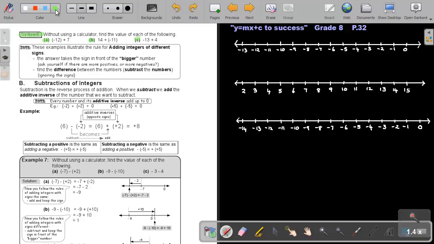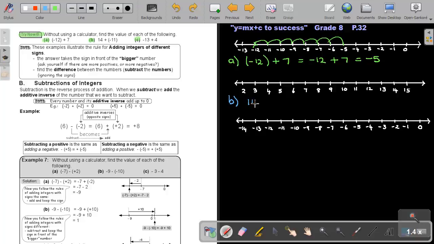Okay, let's start with the first one, number A. It is negative 12 plus 7. I can actually rewrite it as negative 12 plus 7. So start at negative 12 and go 7 units to the right, because remember, the 7 is positive. So it's 1, 2, 3, 4, 5, 6, 7. The answer will be negative 5. Take note again that the signs are different.